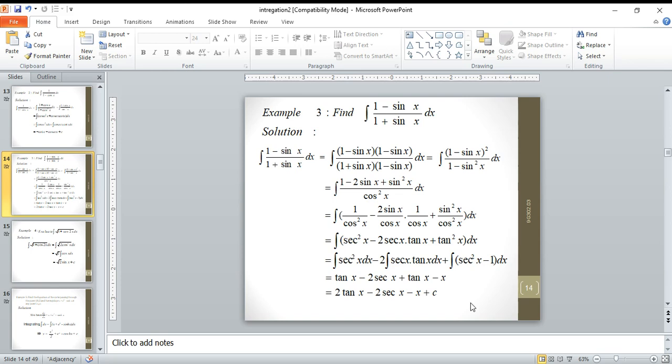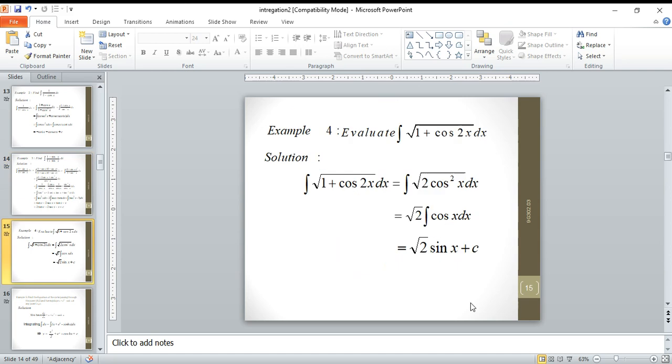So here the tan square formula is secant square x minus 1, and we substitute it in its place. The integral of secant square x is tan x, 2 into sec x tan x gives sec x, the integral of secant square x is tan x, and 1 dx is x, plus c. So therefore tan x minus 2 sec x plus tan x minus x plus c, that is 2 tan x minus 2 sec x minus x plus c, is our answer. Next, example 4. Evaluate the integration of under root of 1 plus cos 2x.